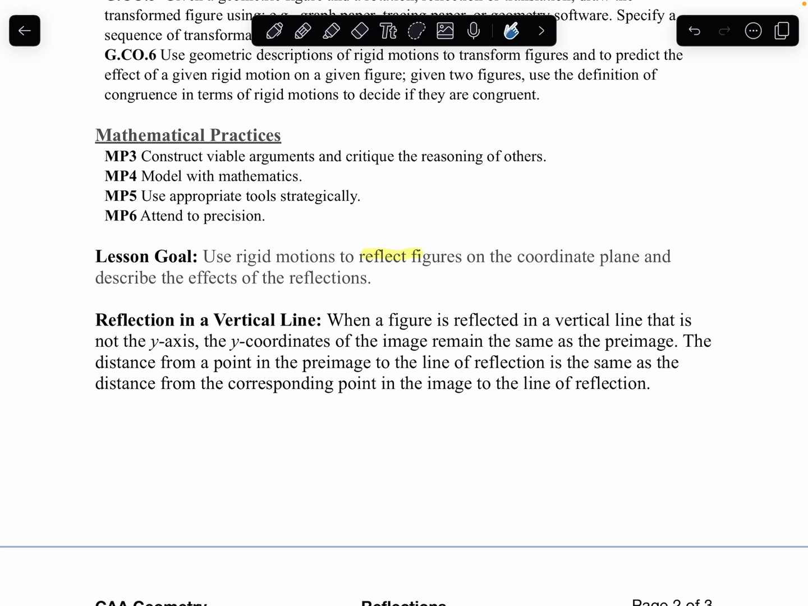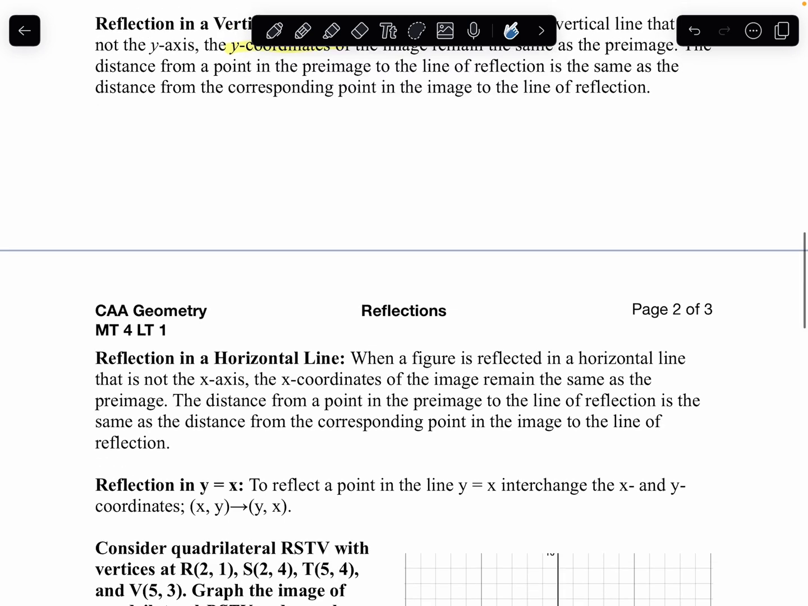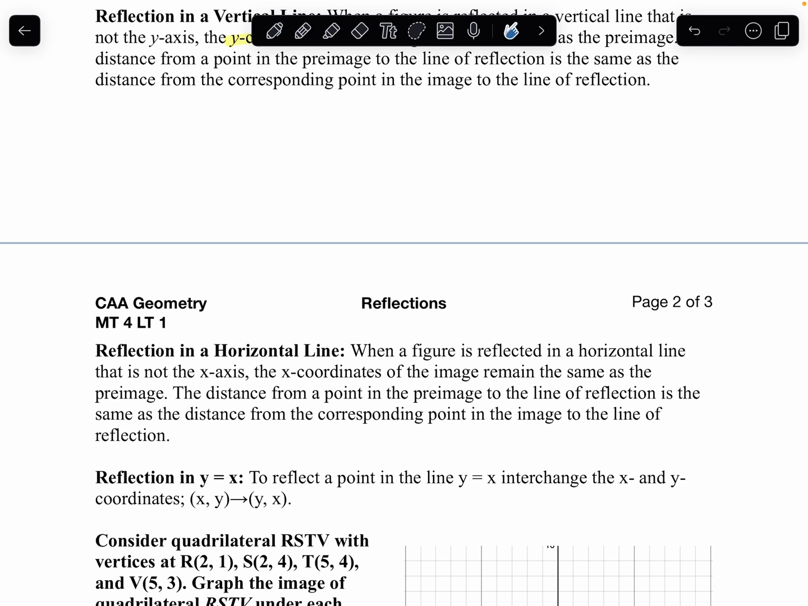So when you reflect over a vertical line that's not the y-axis, your y is going to stay the same in your image as your pre-image, but then your x is going to move the same distance across your line of reflection on the other side. And the same thing goes when you reflect it in a horizontal line. Then your x coordinate is going to stay the same, and you're going to reflect it.